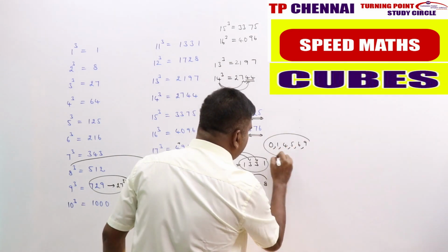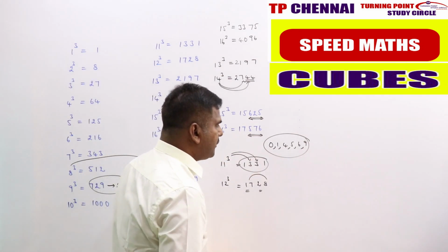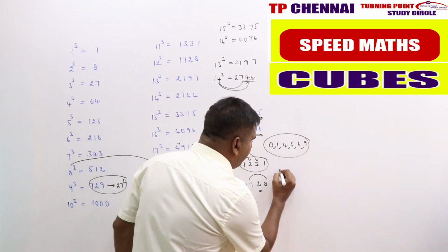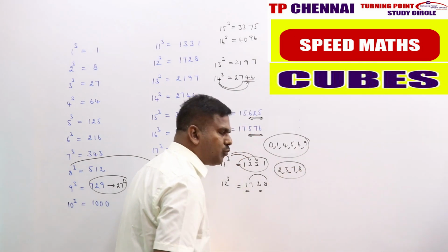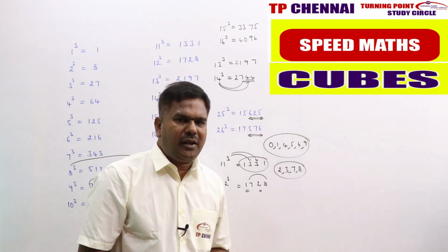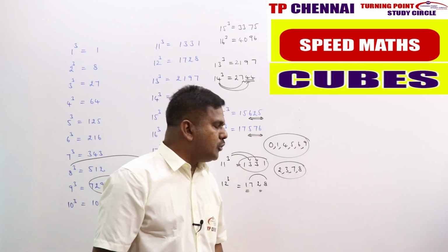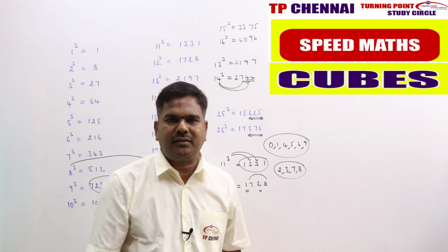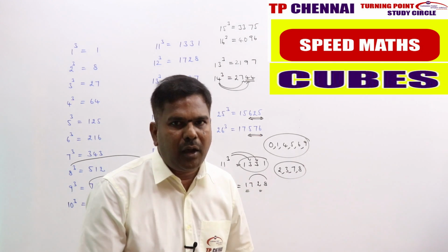The numbers ending with 0, 1, 4, 5, 6, 9 may have a perfect square. Whenever the numbers end with 2, 3, 7, 8, they will never have a perfect square. This is what I told in squares. Any square value you take won't be ending with 2, 3, 7, 8. So whenever a number is ending with 2, 3, 7, 8, it is not at all a perfect square.